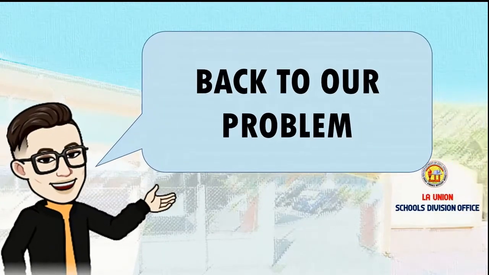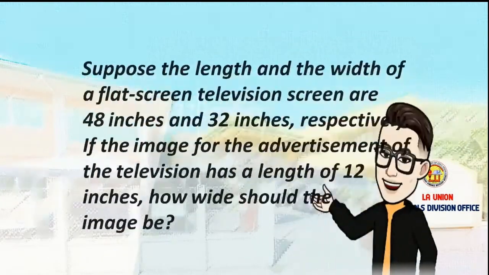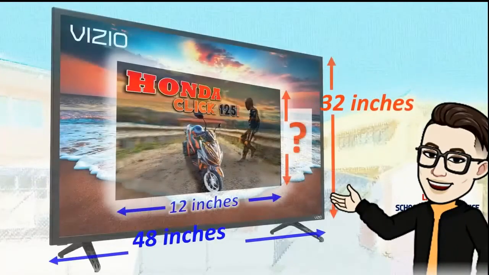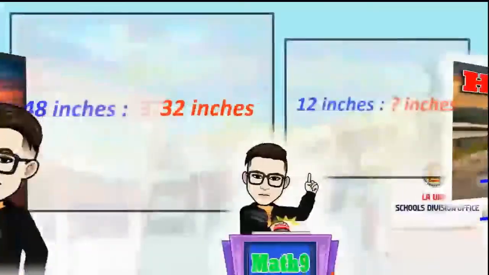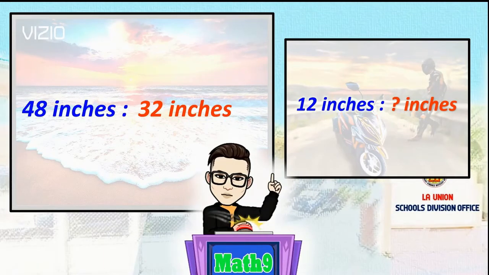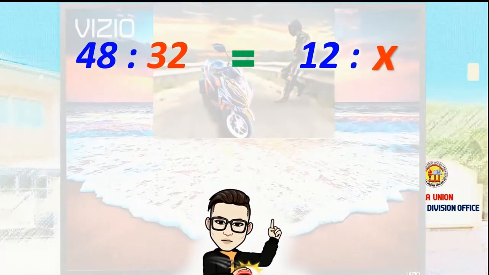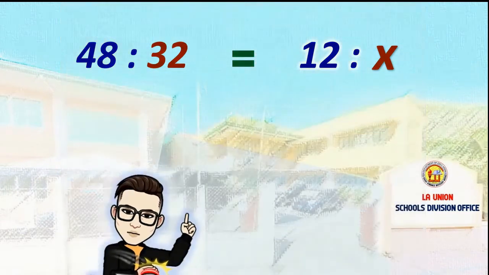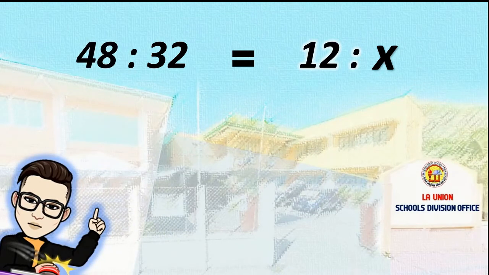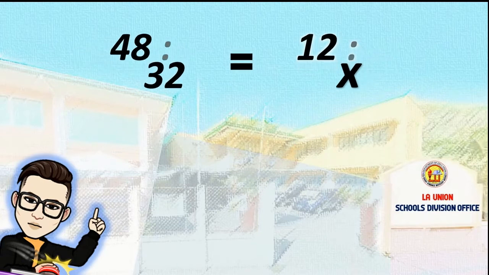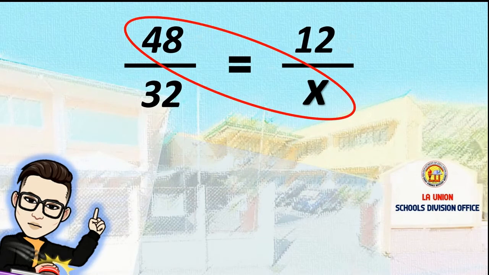Now let's go back to our problem. We have 48 inches is to 32 inches, and on the other hand, we have 12 inches is to how many inches? Now we have 48 is to 32 is equal to 12 is to x, where x is our unknown variable. To solve for the unknown variable, or x, transform the two ratios into fraction and do the cross multiplication.